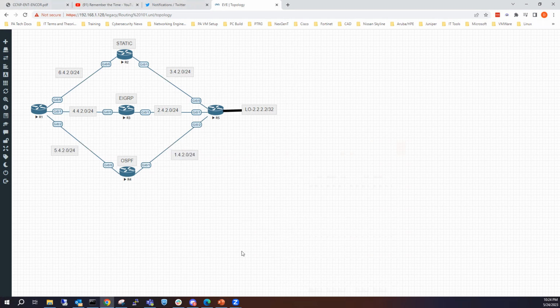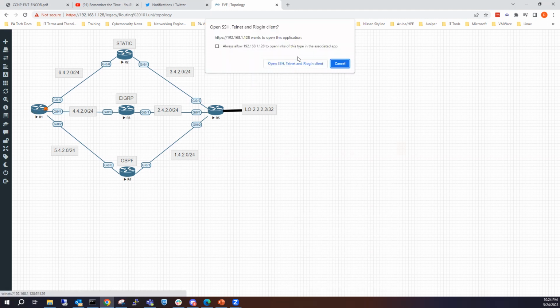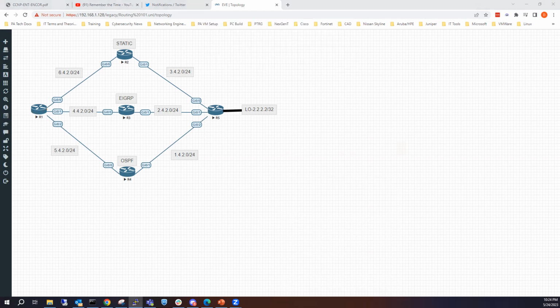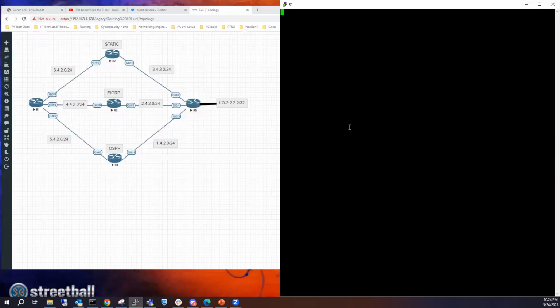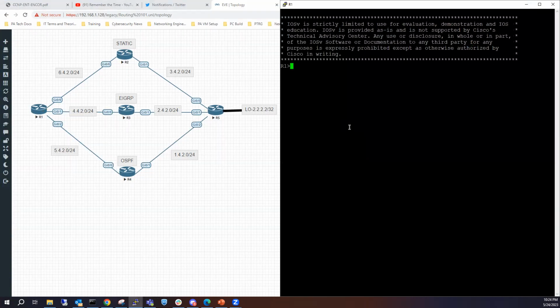So if it's going to use static, it's going to go from R1 to R2 to R5 to reach that network, right? Right, correct. All right, perfect. So let's verify, because of course the motto is trust but verify. Let's get into R1, check its routing information base, and see if that is the case.